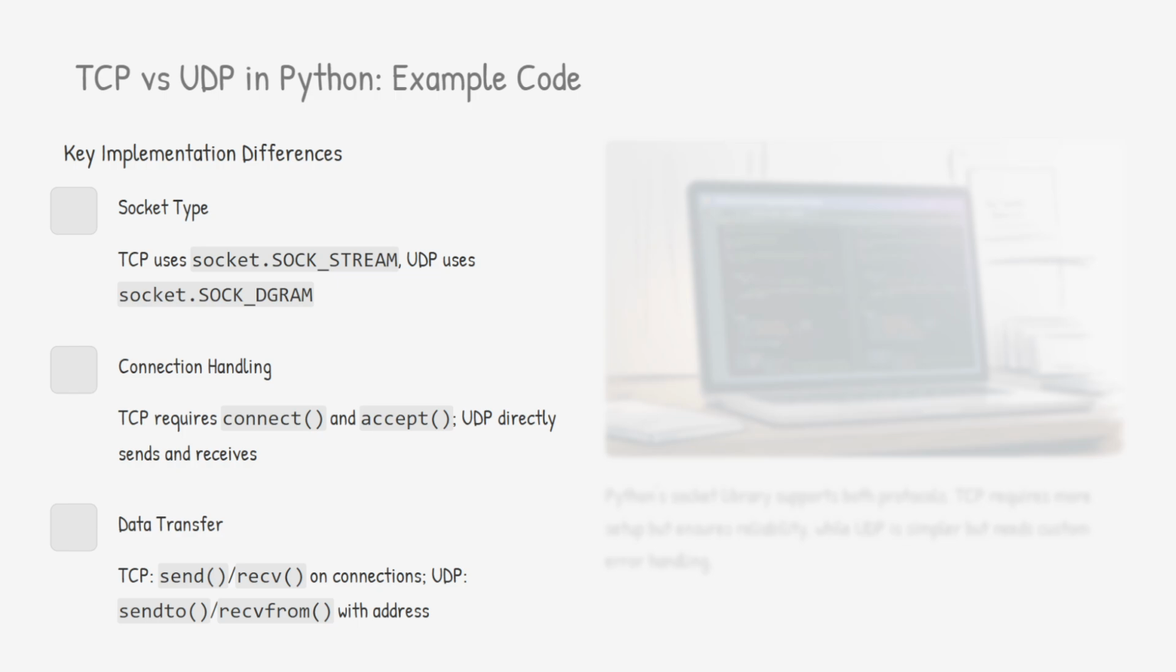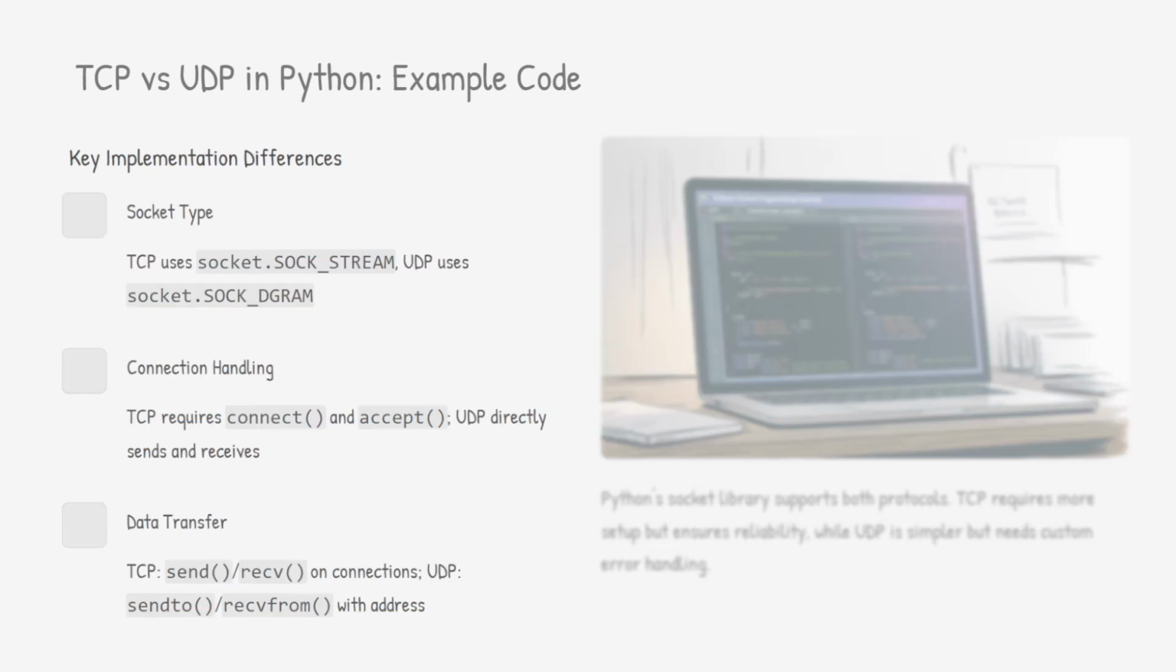DGRAM. For connection handling, TCP requires a connect method and accept method. UDP directly sends and receives. On the grounds of data transfer, TCP uses the send method and receive method on connections, and UDP uses the sendto and recvfrom methods with an address.